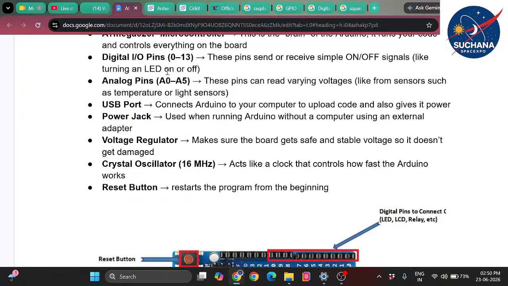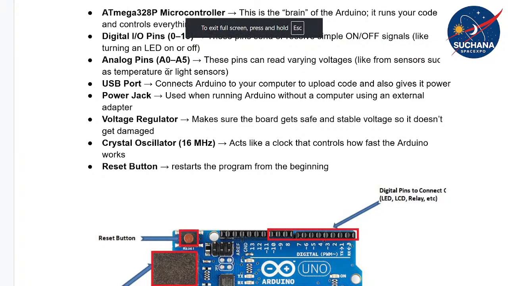Yeah. So there are GPIO pins, general purpose input and output. These GPIO pins can be classified into two different types. The first is digital IO pins. There are 14 digital IO pins in total, and there are 6 analog pins.